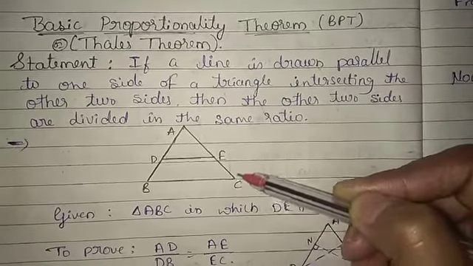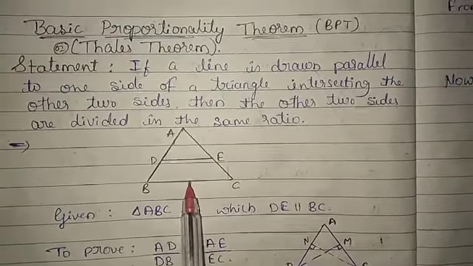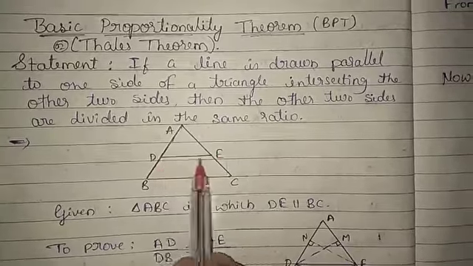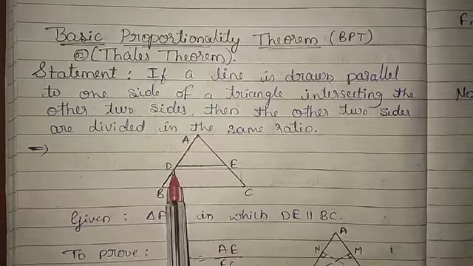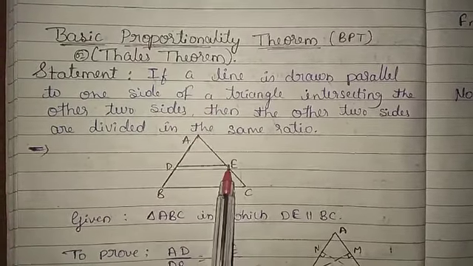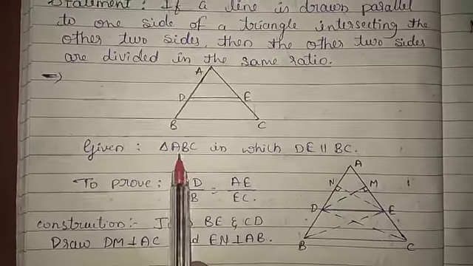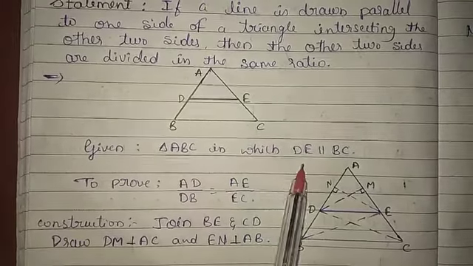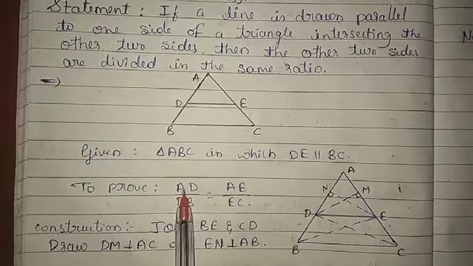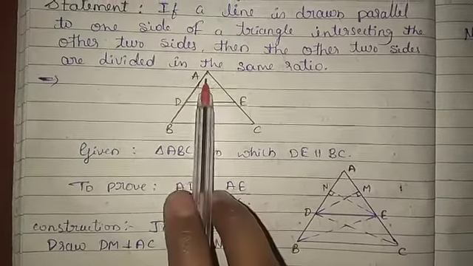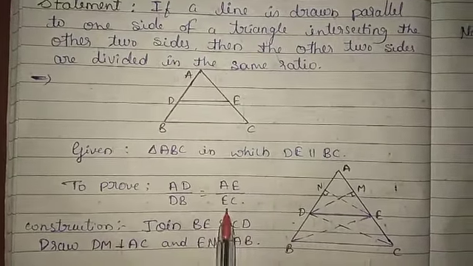We want to show this. They give one triangle and one line, parallel to one side of the triangle and intersecting the other two sides. Then we want to show AD divided by DB is equal to AE divided by EC. First write down the given things. Given: ABC is a triangle in which DE is parallel to BC. To prove: AD divided by DB is equal to AE divided by EC.